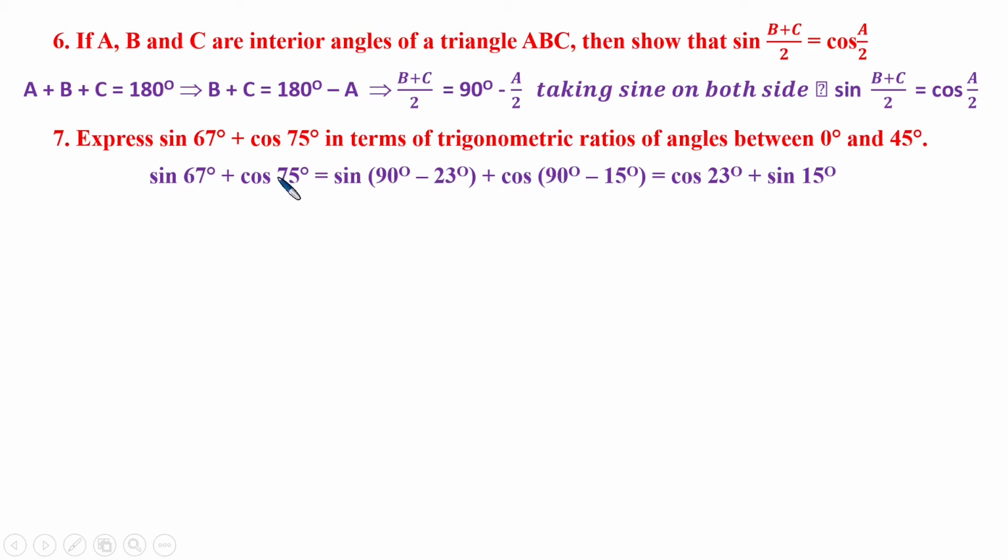And similarly, cos of 75 is cos of 90 minus 15, so this will become sine of 15. So these angles are between 0 and 45 degrees, and 23 is between this and 15 degrees.